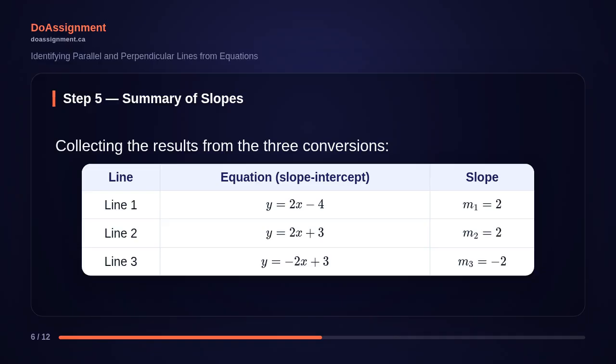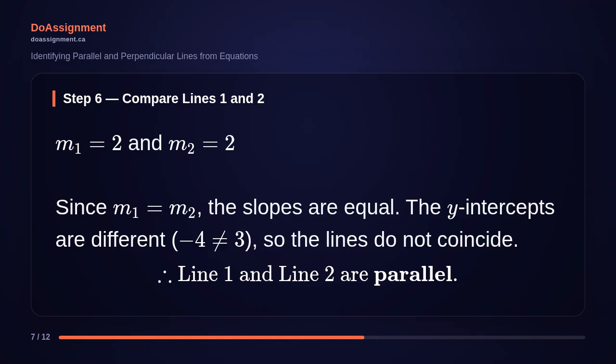Here is a summary. Line 1 has slope 2, line 2 has slope 2, line 3 has slope -2. Now let's use these slopes to classify every pair. Lines 1 and 2 both have slope 2, and their y-intercepts are different, -4 versus 3. Equal slopes with different intercepts means the lines never intersect. Therefore, line 1 and line 2 are parallel.